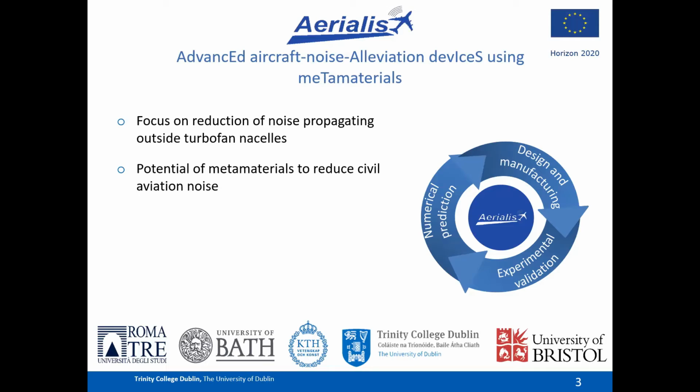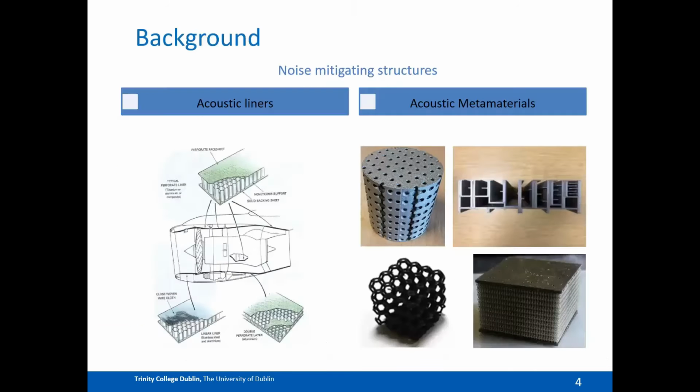For the numerical prediction, Romatré and the University of Bath focus mainly on propagation tools, while KTH focus on solid mechanics of metamaterials and structural modeling of the anisotropy and some characterization. And in Trinity, we focused on practical modeling tools for benchmark simulations, as well as design and manufacturing, and the core of all the experimental validations were carried out in Bristol.